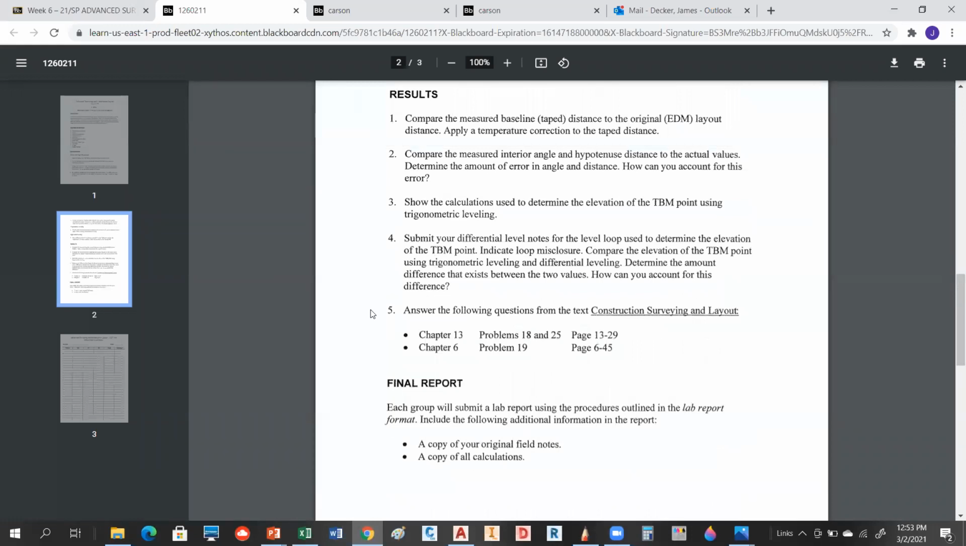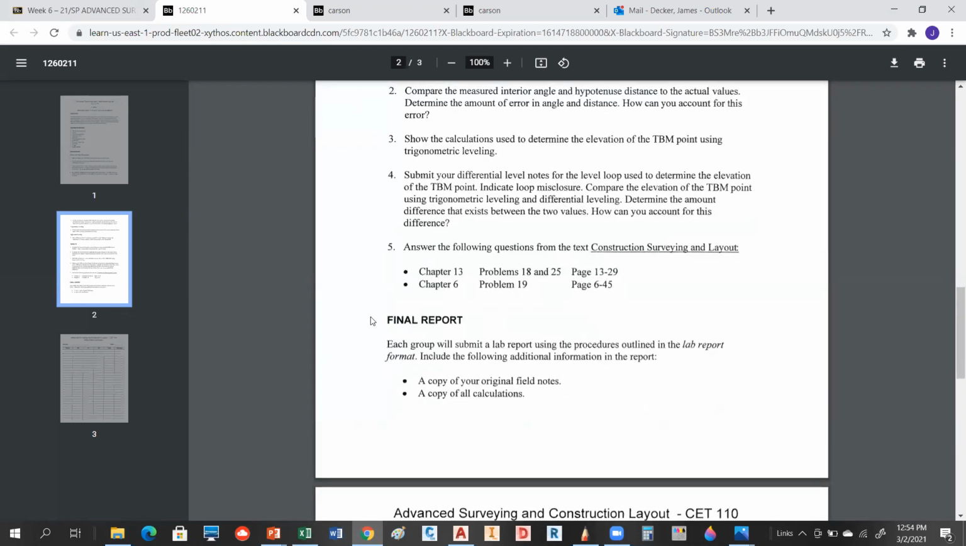There is one thing. This report, which is not like last report, does have questions to answer, and you need to make sure you answer them because this is like 10 or 15 points of the lab points. So out of your construction surveying and layout book, in chapter 3, you're going to answer problem 18 and 25. In chapter 6, you're going to do problem 19. Okay, and all of that stuff gets submitted.